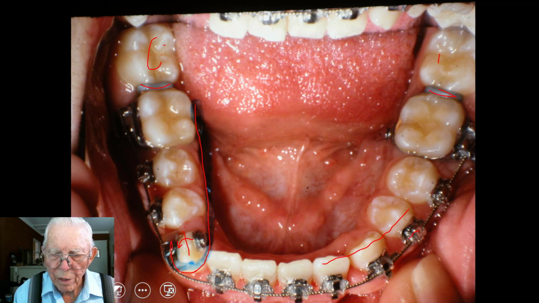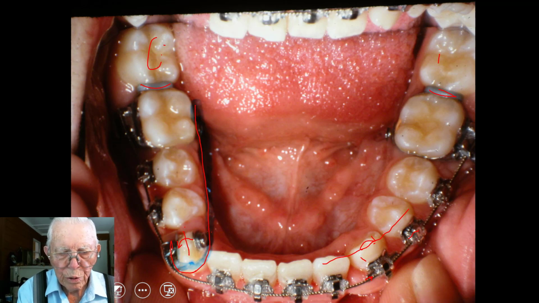And if you'll notice the wings, we have them touching out here, and that tends to bring this tooth back. It was this one. It was almost 90 degrees rotated.